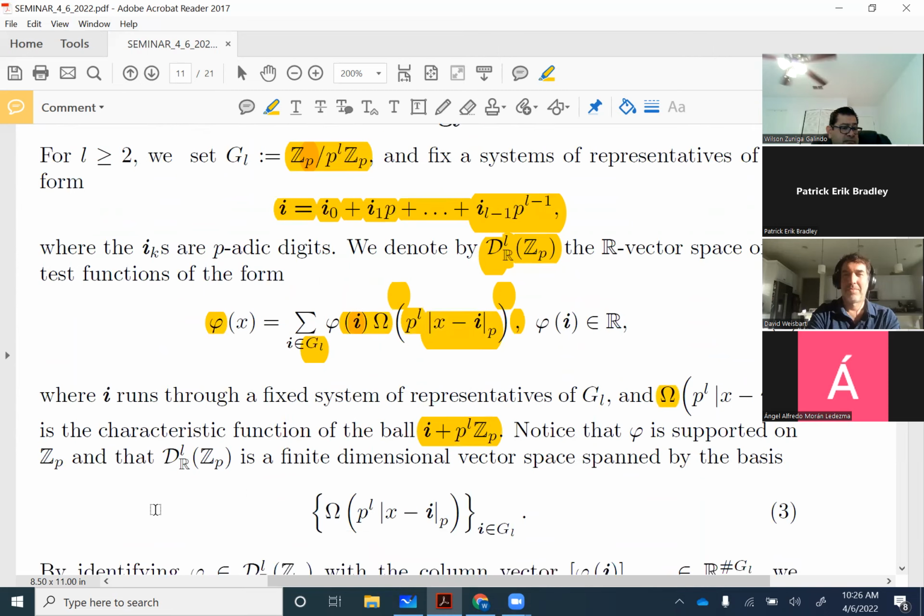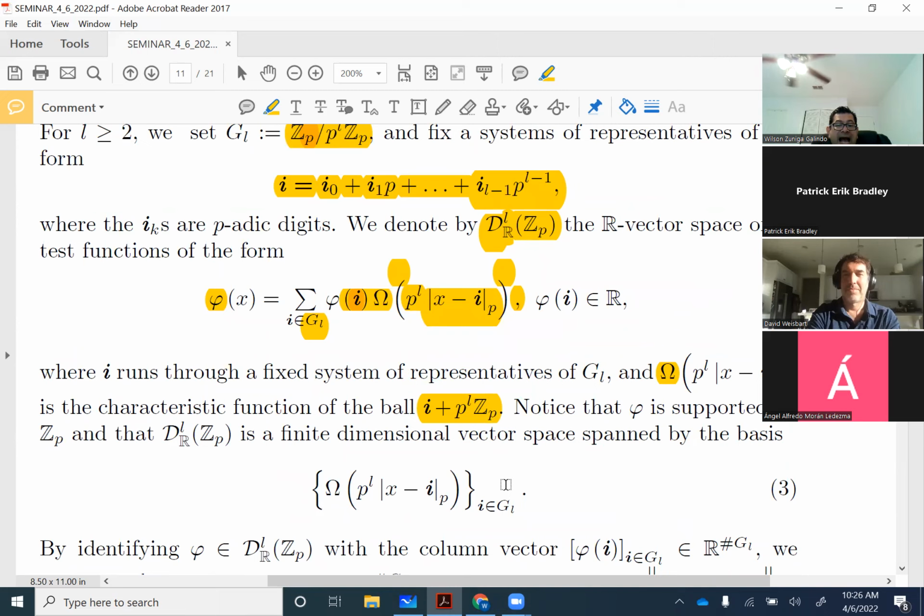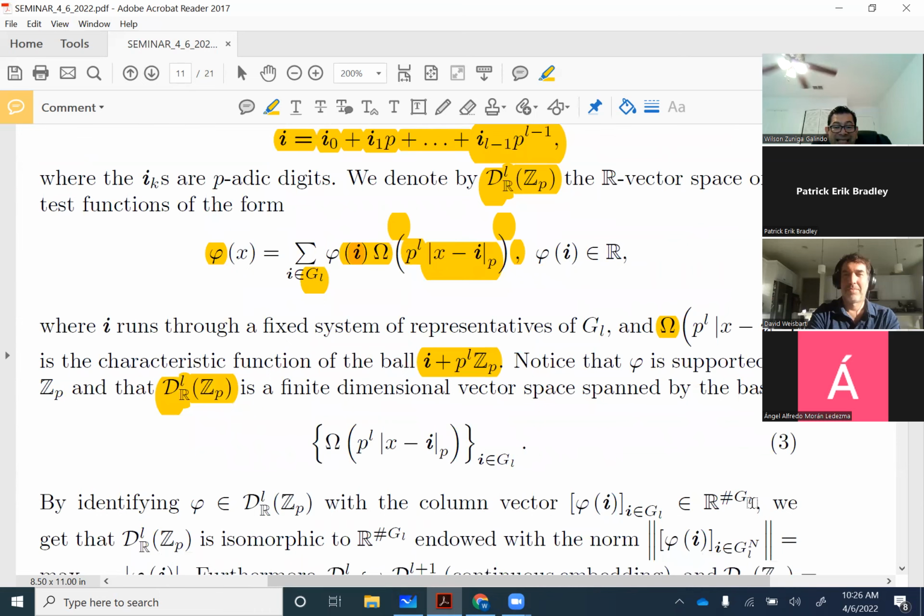It is important that these functions, the omegas, are linearly independent. So this vector space has finite dimension, and the dimension of this space is the cardinality of this group. From now on, I'm going to identify a function in this space with this vector.